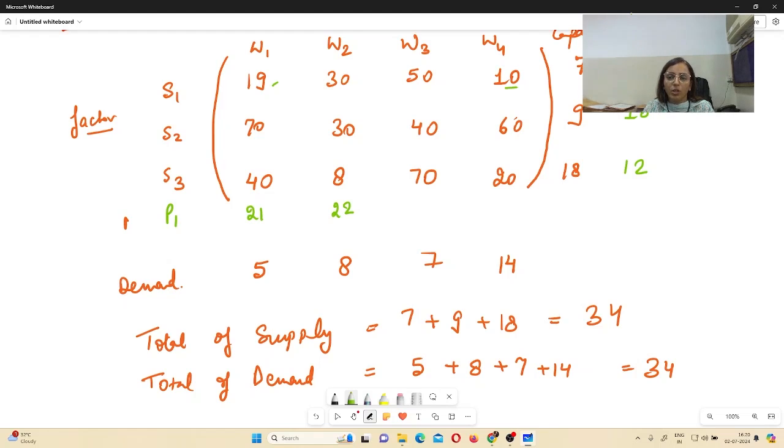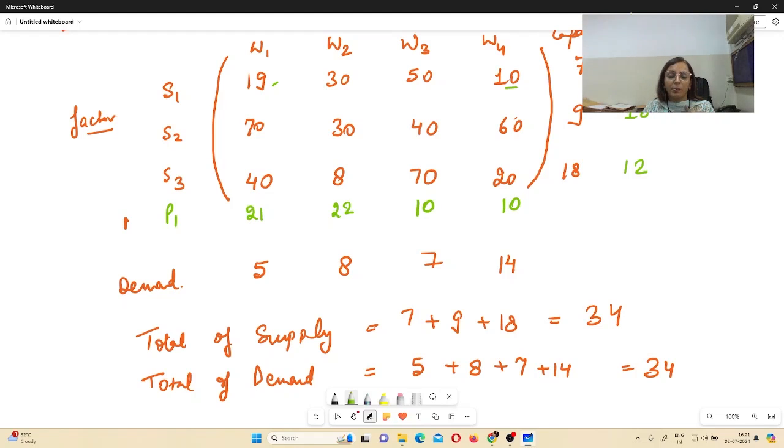And for W4, that is 10 and 20. So write it over here as 10. Right? This is the first step: how we calculate the penalty. Taking the two lowest or least values and subtracting that least value. Right? And then subtracting that least value.